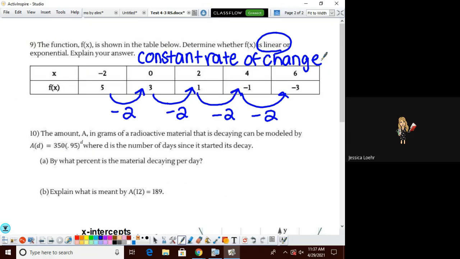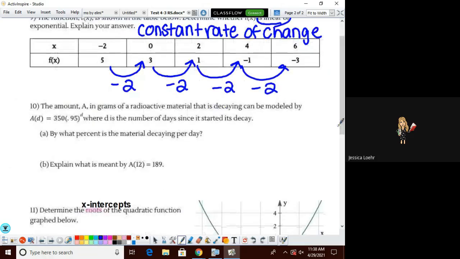If it's not the same every time, it's exponential. And you would say because it doesn't have a constant rate of change. So use that same explanation every time.